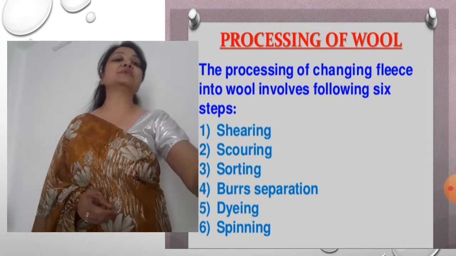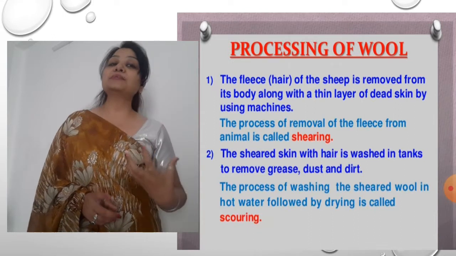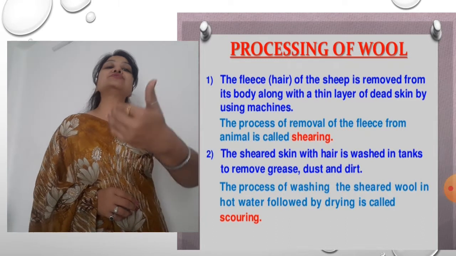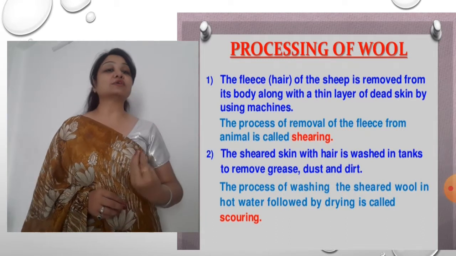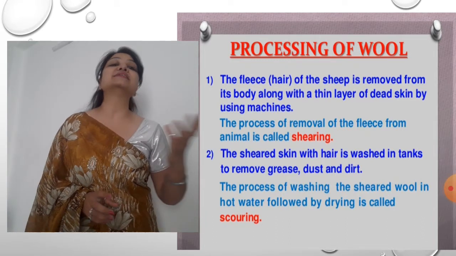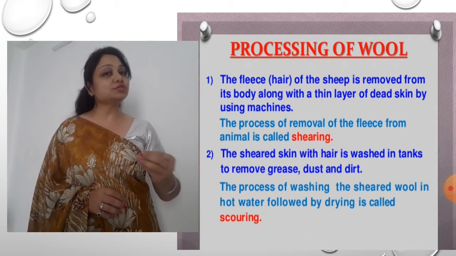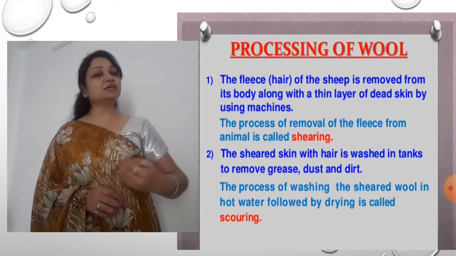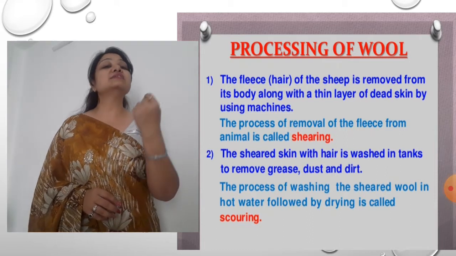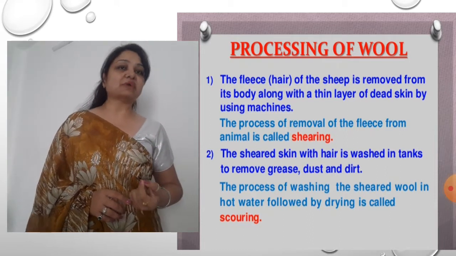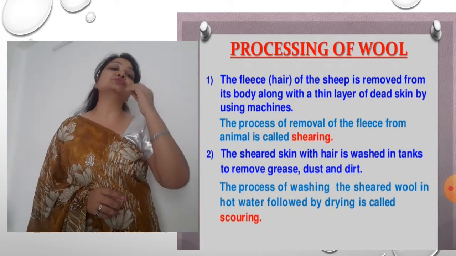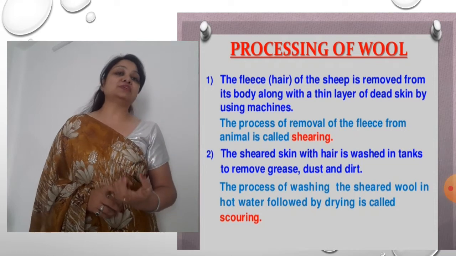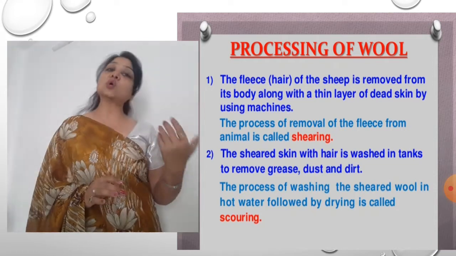The first step is shearing. What happens in shearing is that the fleece, that is the hair of the sheep, is removed from its body along with a thin layer of dead skin. The sheep are not hurt at all in this process, right? Their hair is simply removed with a dead layer of skin by using machines. I'll show you the machines also in a slide. This process of removal of fleece from the animal is called shearing.